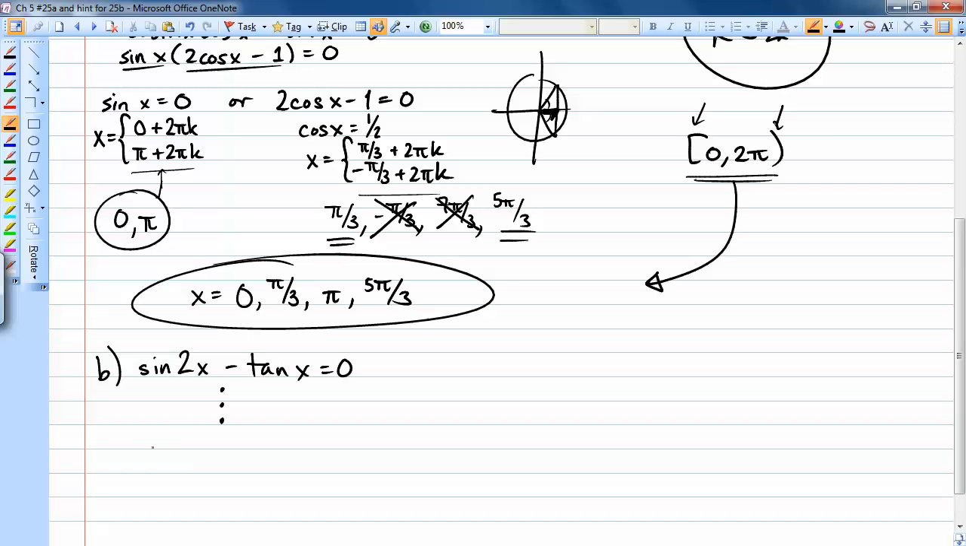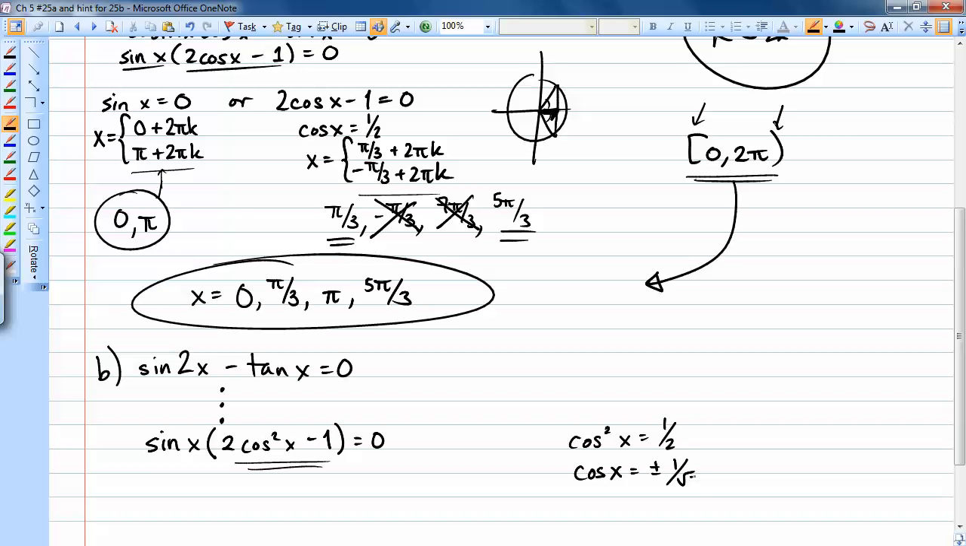My hint here is that you can use different identities and manipulations, and you ought to be able to get it to this point here, where you get sine x times parentheses 2 cos squared x minus 1 also equals 0. And then from there, you can work out the rest of the problem. You might recognize this as a certain trig identity as well. If you don't, it's still solvable. You could get cos squared x equals 1/2, and then when you take the square root, it's going to turn into plus minus 1 over root 2, and then you solve out a couple of solutions for the positive version, and then you solve out a couple of versions for the negative one too. Okay, I hope that helps.